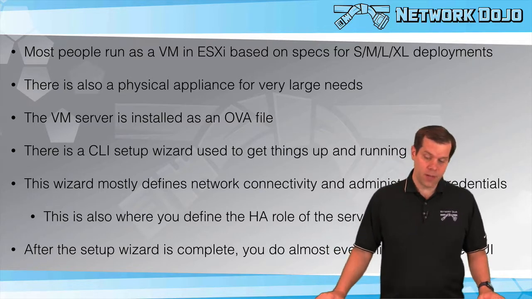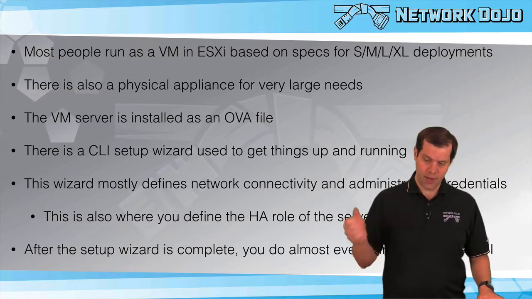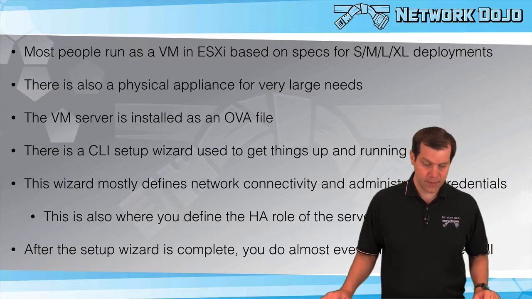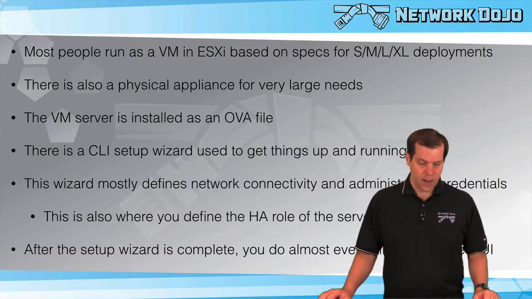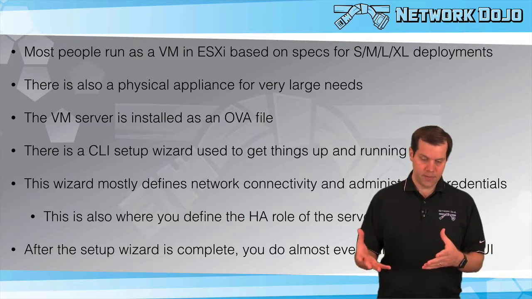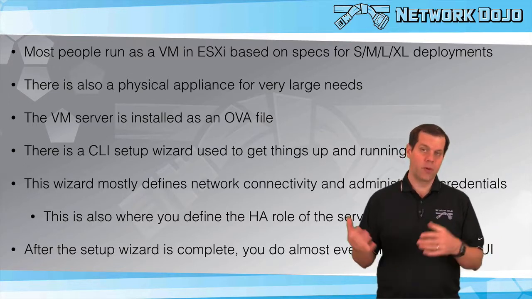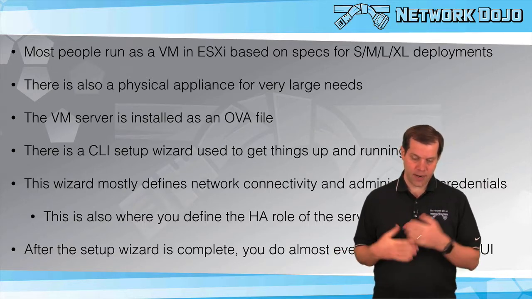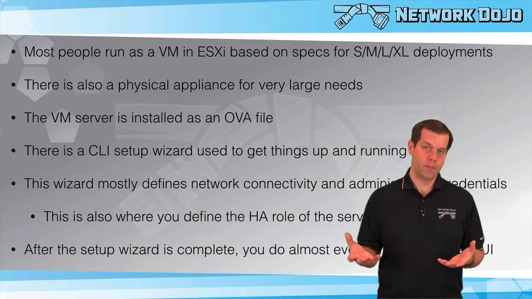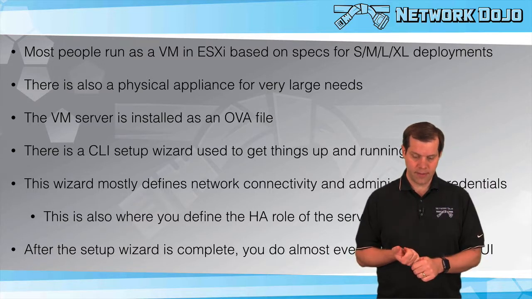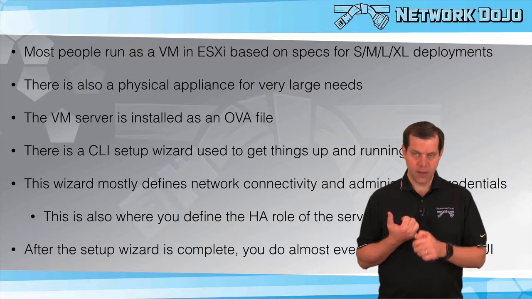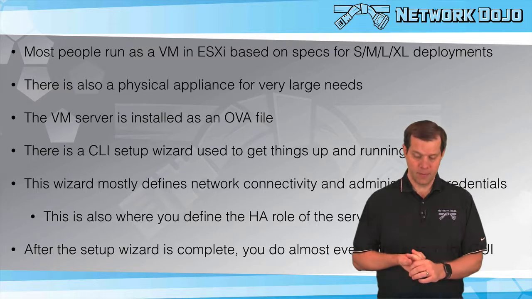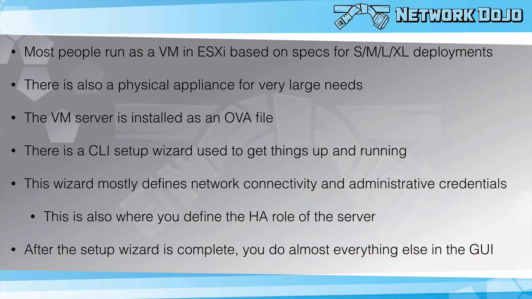There is also a physical appliance for very large needs. It outpaces even the largest virtual machine deployment specs in this version of code, which is 3.2. But on the VM side, it's installed with an OVA file. But regardless of whether we talk virtual servers or physical servers, there's a setup wizard that gets everything up and running. So basically, we're programming things in there like all the network information, IPs and default gateways, DNS servers, and all that type of stuff, as well as some users.